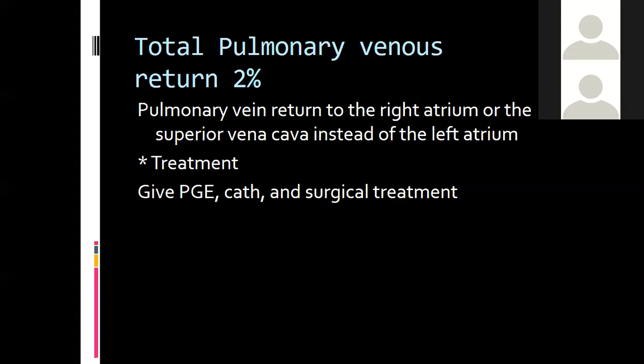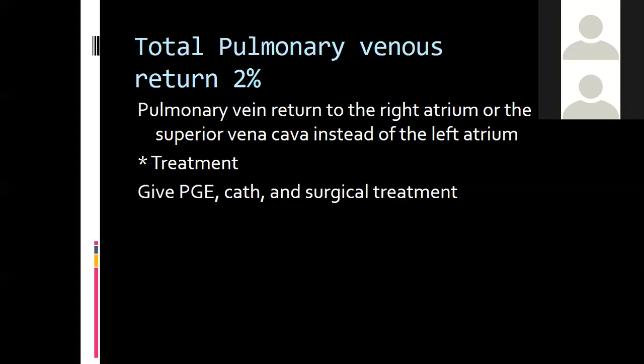This condition can also be characterized by the pulmonary venous return going to the right atrium and to the superior vena cava instead of the left atrium.